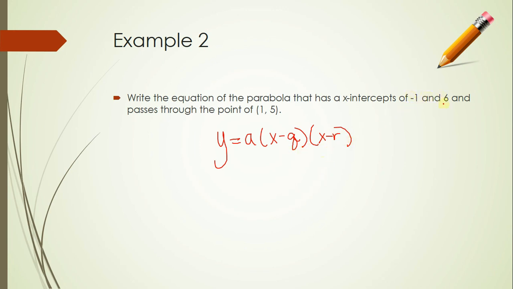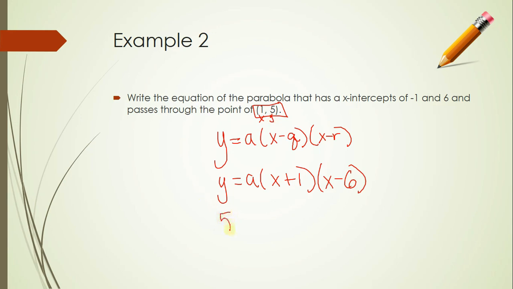So let's plug in our intercepts into my q and my r. (x plus 1), because it's a negative. Ultimately, I'm thinking, what equation would solve to give me -1? And then what equation would solve to give me a +6? Now, we have this random point. That's for our x and our y, because I know what's on the parabola. So since it's on the parabola, I can plug that in to find our a value.